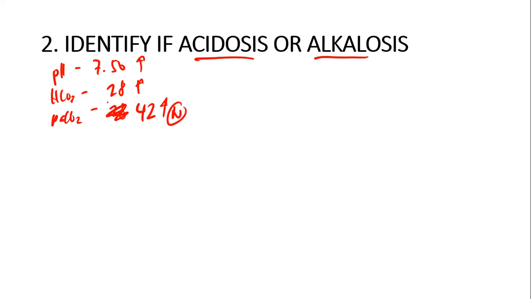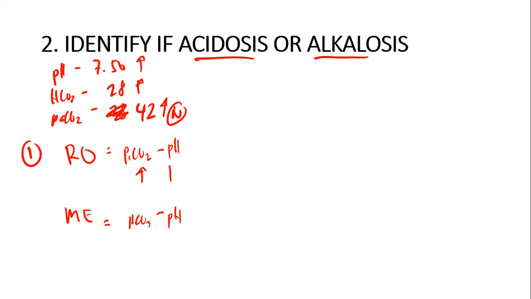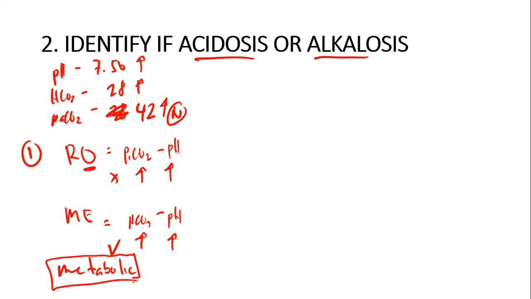All right. So now, first, your step one is you have to identify your row. So respiratory opposite, metabolic equal. So we're going to take a look at PaCO2 and then your pH. Then this one is your bicarb and then your pH. So our PaCO2 is arrow up, our pH is also arrow up. So it is not opposite. So this is not a respiratory problem. Now, our bicarb is up and then our pH is up. Therefore, this is a metabolic problem. So you already identified that this is metabolic.